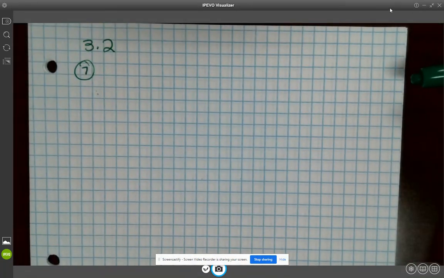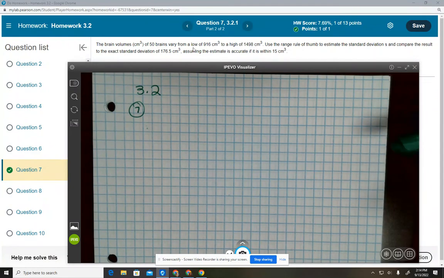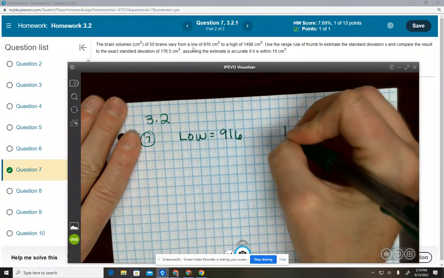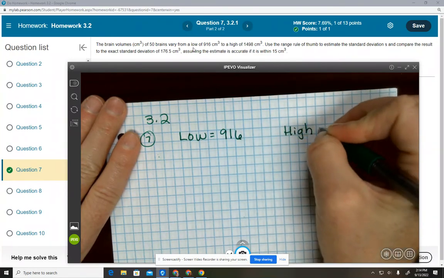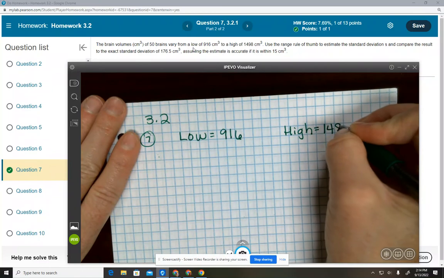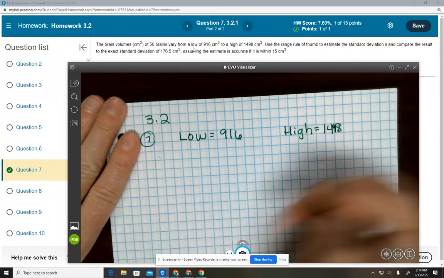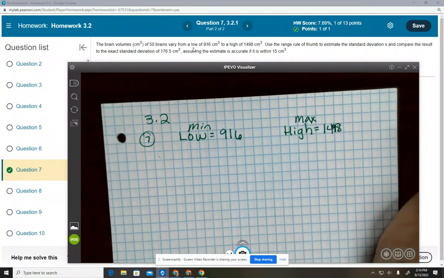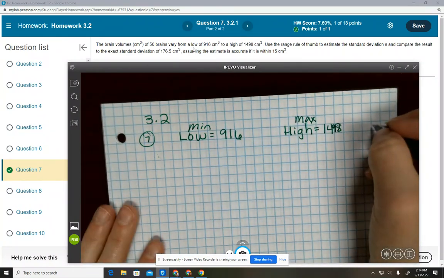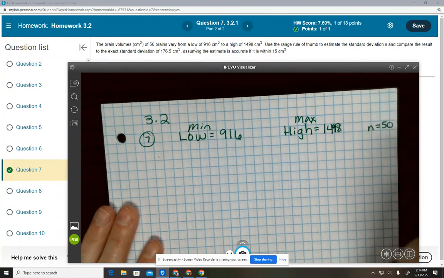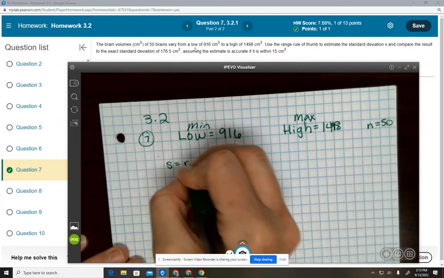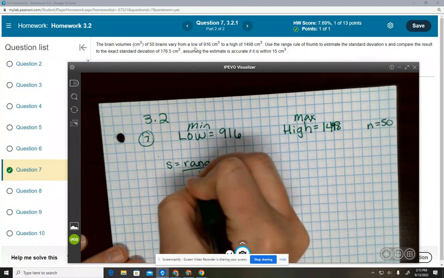So they said in the problem that they vary from a low of 916 to a high of 1498. So what this actually means is this is our min value and this is our max value. There's 50 brains, n equals 50, but actually we don't really need that, but it's there. What we need to do is use the range rule of thumb to estimate, which was range divided by 4.